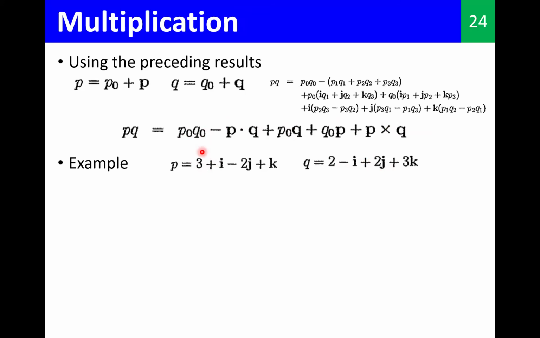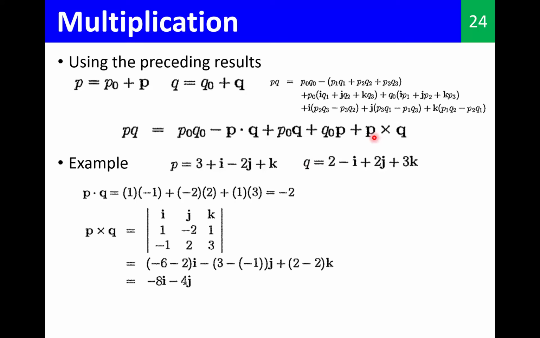If I use this formula, in this case we need p dot q, right? So I'm talking about this vector part dot this vector part. I can find 1 times minus 1, minus 2 times plus 2 here, and 1 times 3. So I get this answer. So this minus 2 is this. Then I also need the cross product.